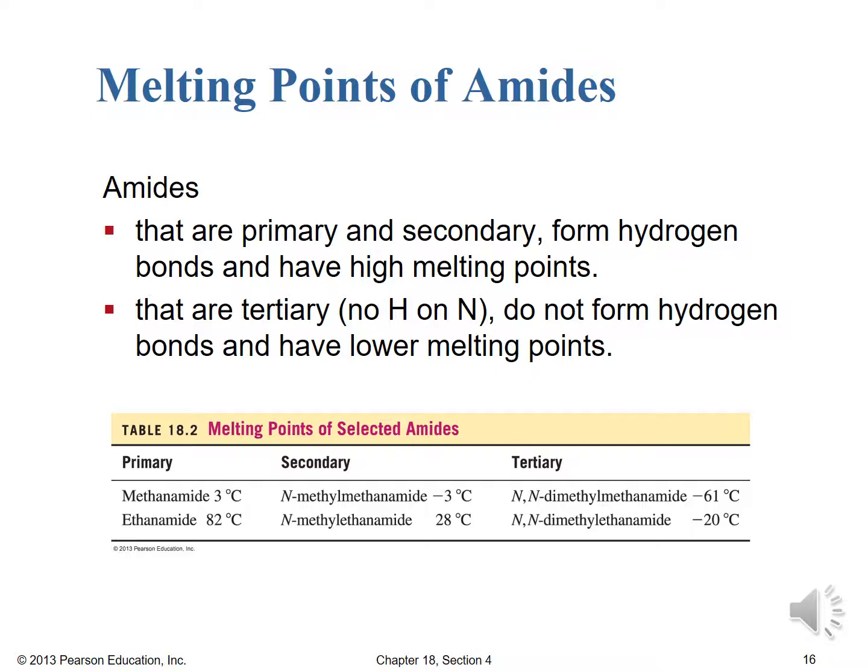So primary amides are the highest melting and highest boiling, although we don't show the boiling points. Secondary are similar to the primary, although a little lower melting. And then finally tertiary are much lower melting, typically liquids at room temperature and pressure.